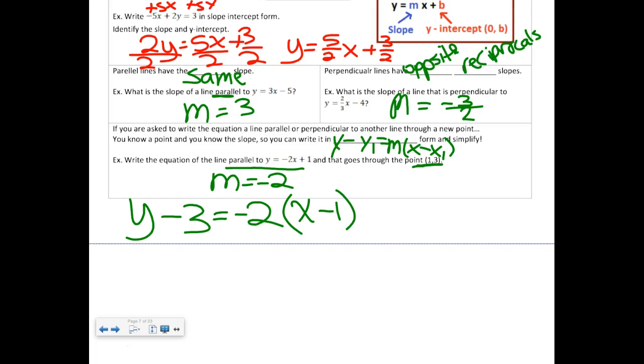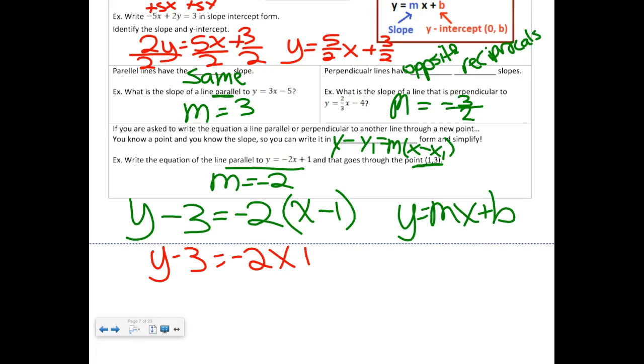Sometimes we'll have you leave it there. Sometimes we'll have you put it into slope-intercept form. So the next thing I want to do is put it into this form. So what should we do? Let's distribute the -2. Yep. And then last step, add the 3. Okay, remember doing this?